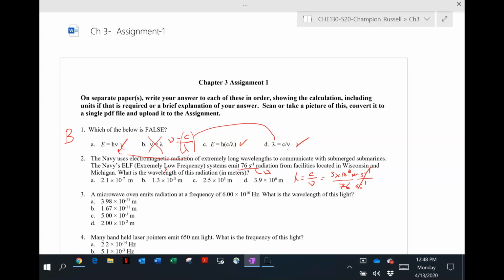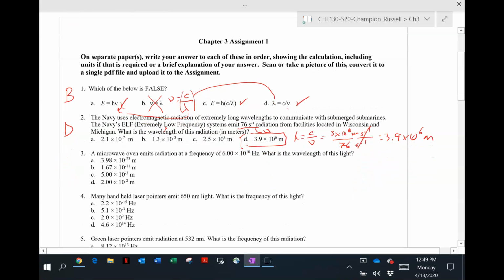So we're going to be looking at 3 times 10 to the 8th, divided by 76. That comes to 3,947,368, which is 3.9 times 10 to the 6 meters if we round it to 2 places. So answer D is our correct answer there.